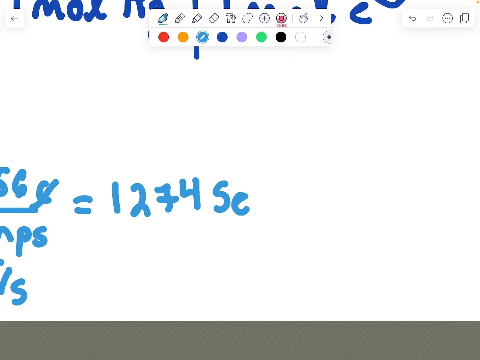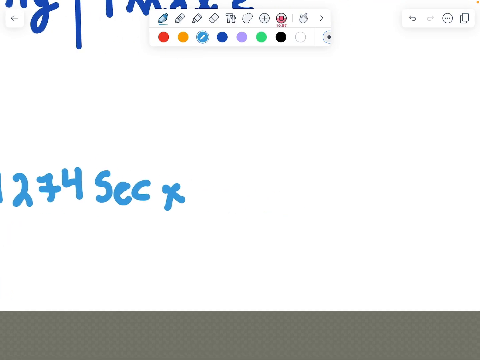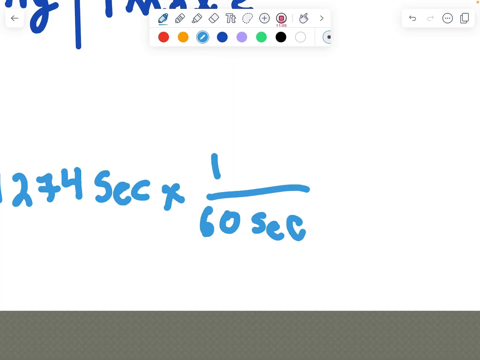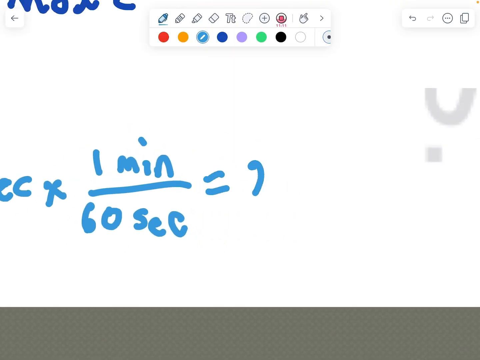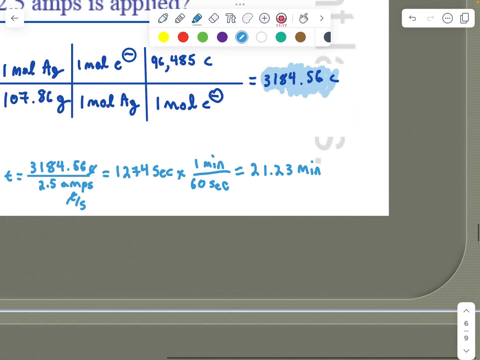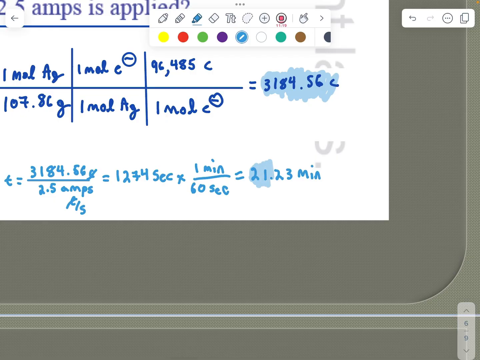And if we wanted to convert this into minutes, we could say that there are 60 seconds in every 1 minute. So divide by 60, and we get about 21 minutes. And that is essentially how we do electrochemistry conversions.